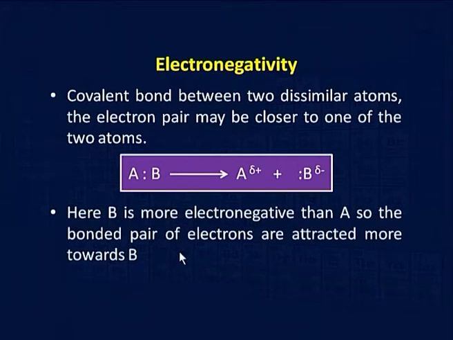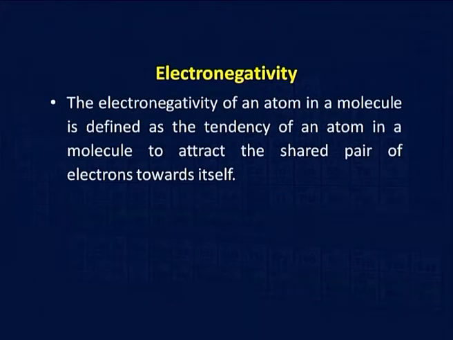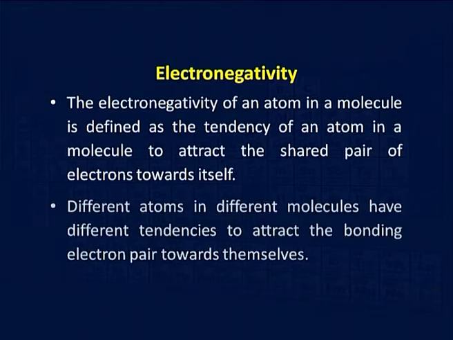Therefore, B is said to be more electronegative than A, so that the bonded electron pair is attracted towards atom B. Therefore, the electronegativity of an atom in a molecule is defined as the tendency of an atom in a molecule to attract the shared pair of electrons towards itself. Different atoms in different molecules have different tendencies to attract the bonding electron pair towards themselves.